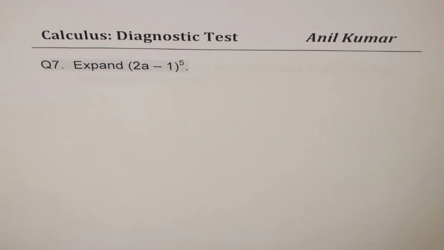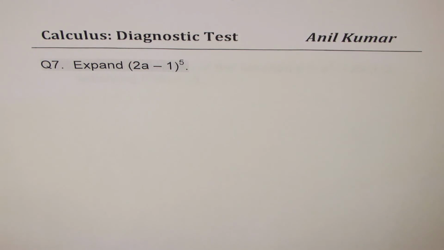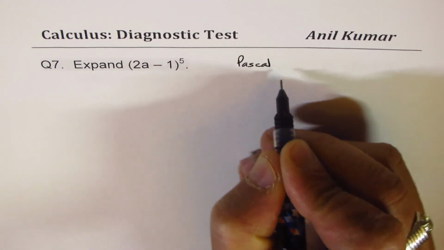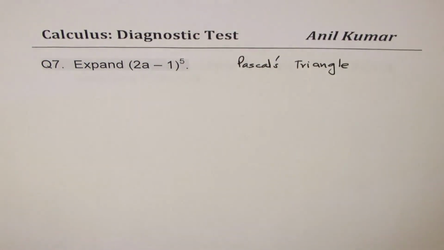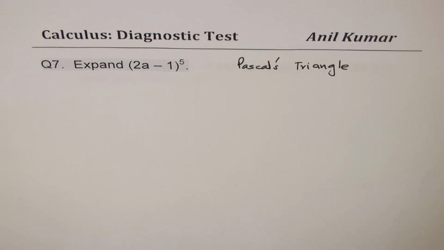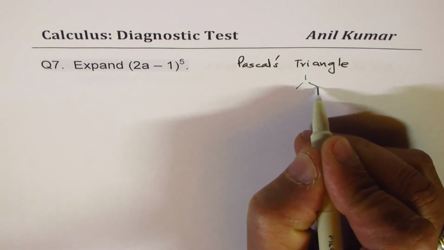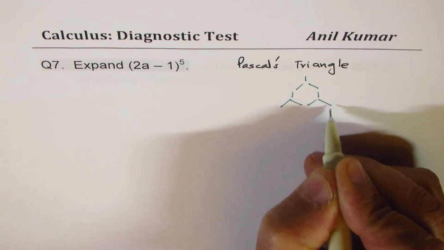Now question number 7 here is to expand 2a minus 1 to the power of 5. Well, to expand this, I hope you remember Pascal's triangle. So you may need Pascal's triangle to expand such binomial expressions. So let me make one here. Let's say we begin from number 1 and we just move diagonally, right? Does that remind you of anything? Okay, and then we go like this.